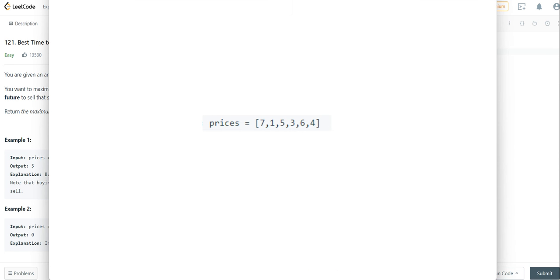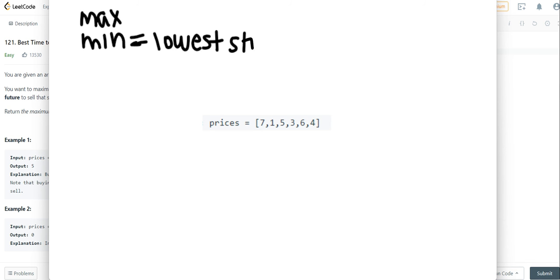In order to solve this problem, we're going to have a max value, and we're also going to have a min value. The reason is that the min value is going to keep track of the lowest stock price. At the lowest stock price, we can see which of the later prices we can sell at to maximize our profit. And we'll continuously update min as we iterate through the array.